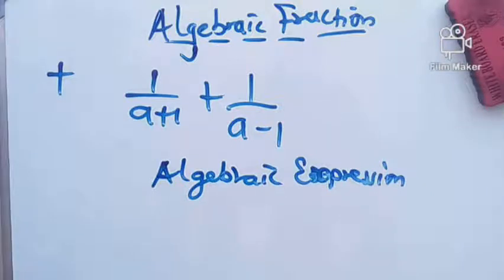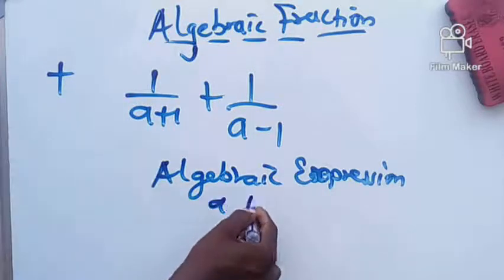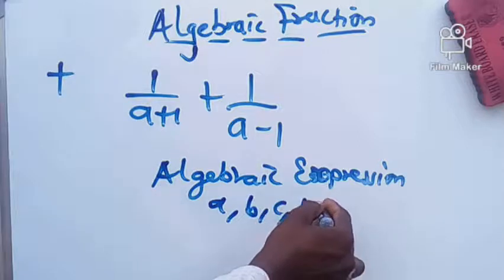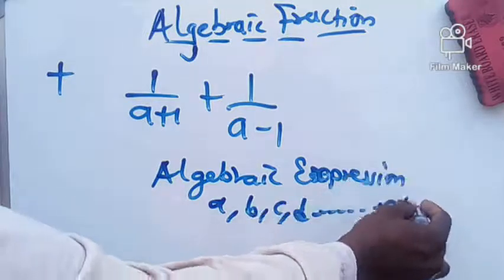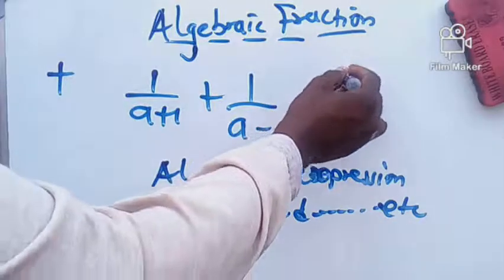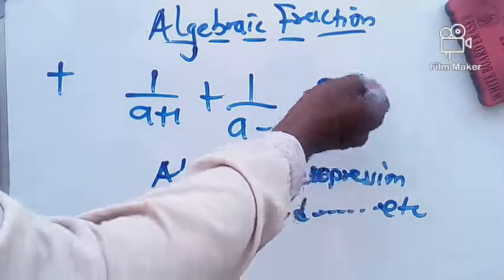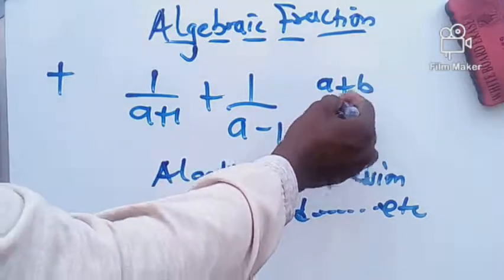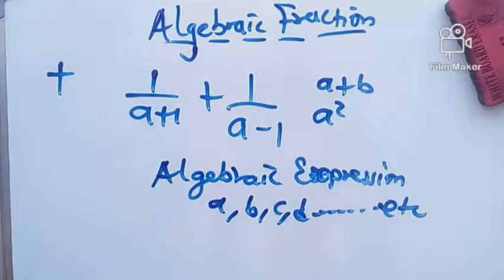An algebraic expression is simply a mathematical statement that involves letters, alphabets. So let's say you have A, B, C, D, etc. Any of the alphabets, A to Z, you see them in mathematical expressions, then we call it an algebraic expression. Let's say you have A plus B. This is an algebraic expression. Let's say you have A squared. This is an algebraic expression.